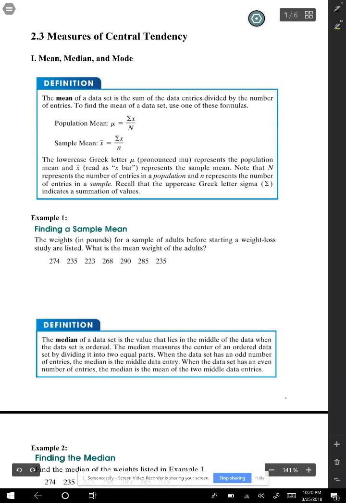In 2.3, we'll be looking at measures of central tendency. So we'll be doing a lot of calculations. In this first video, I'm just going to show you how to find all of these. And then I will add a second video where I'm showing you how to do the same things using the TI-84 calculator.